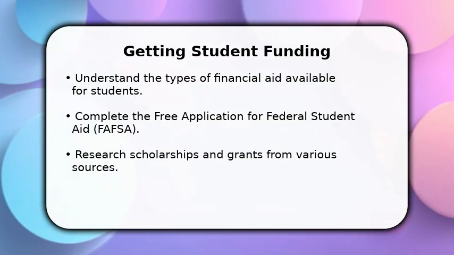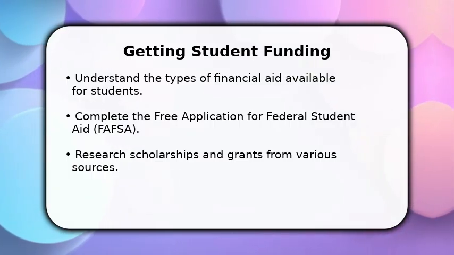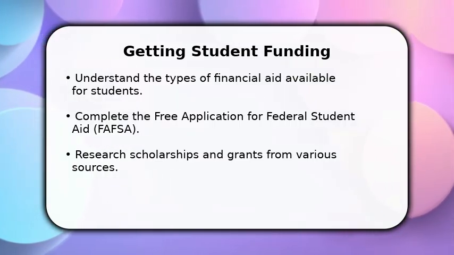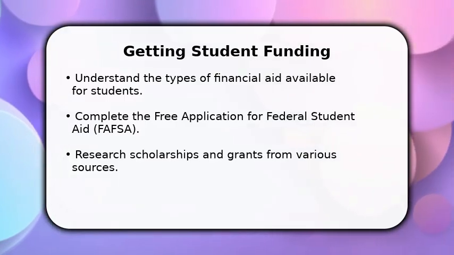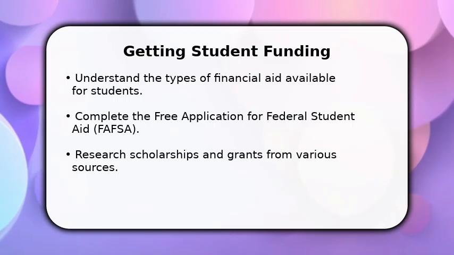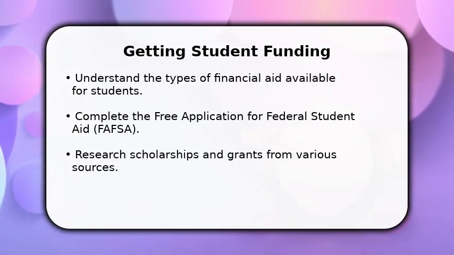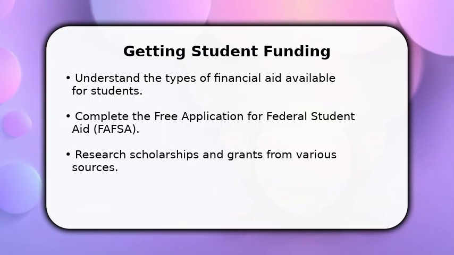First, understand the different types of financial aid, including grants, scholarships, work-study, and loans. Next, complete the Free Application for Federal Student Aid, or FAFSA, as soon as possible after it becomes available. This form is crucial for determining your eligibility for federal and state aid programs.